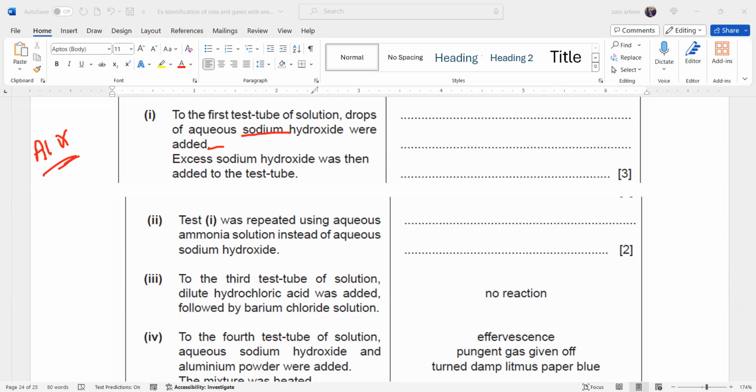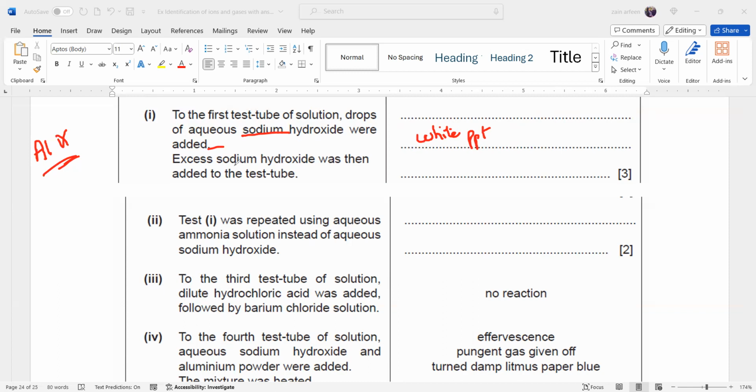Aluminium ions, and we add sodium hydroxide. What is the observation? You can use the table. That's right, so it will be a white PPT. Whenever we add sodium hydroxide to an aluminium salt, it results in the formation of a white precipitate.